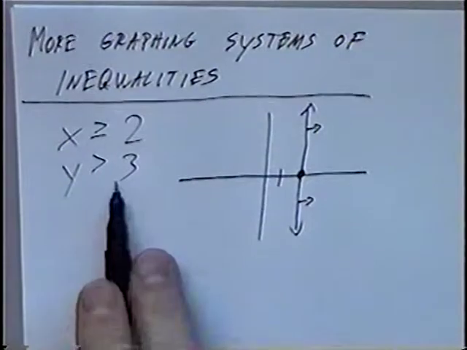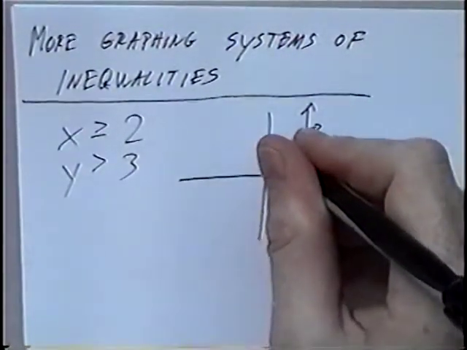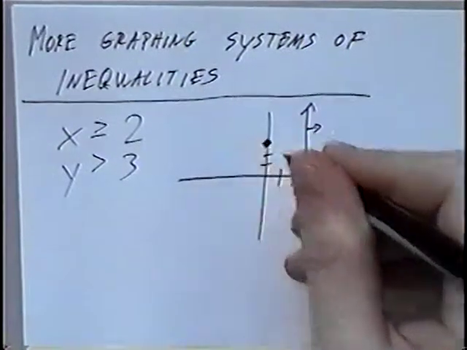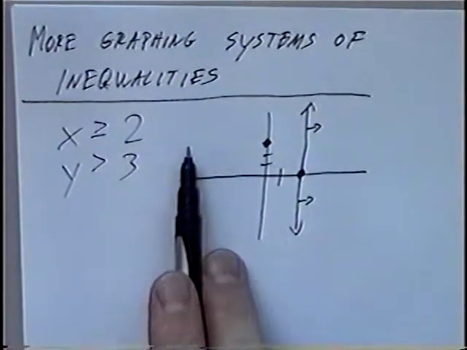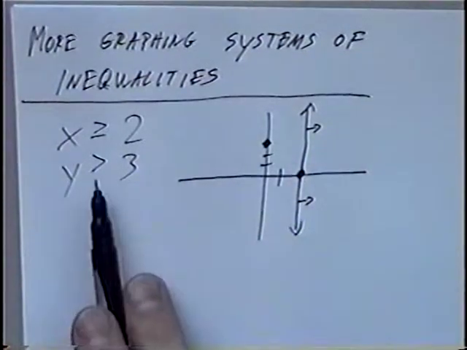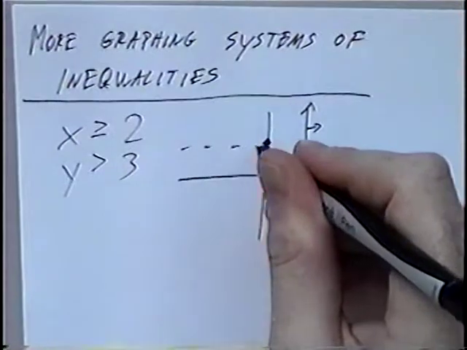Second inequality, y is greater than 3. Again, we'll go on the y-axis up to positive 3. And if it was an equation y equals 3, it'd be a horizontal line going across. Since it's greater than 3, it'll be a dashed line going through 3.